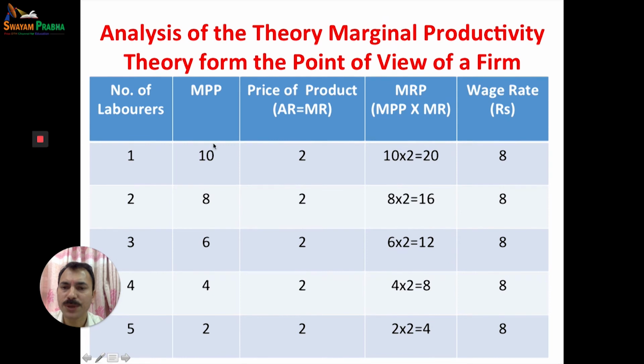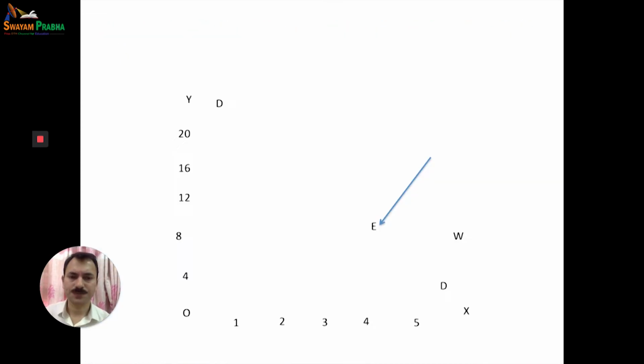So here MPP is 10 and MR is 2, so 10 multiplied by 2 is 20, 8 multiplied by 2 is 16, and 6 multiplied by 2 is 12, MPP multiplied by MR. So MPP here is 4, MR 2, which is equal to 8. And the wage rate is 8, 8, 8 because of the homogeneous product. The wage rate we are paying is equal, we cannot differentiate, there will be an equal wage rate.